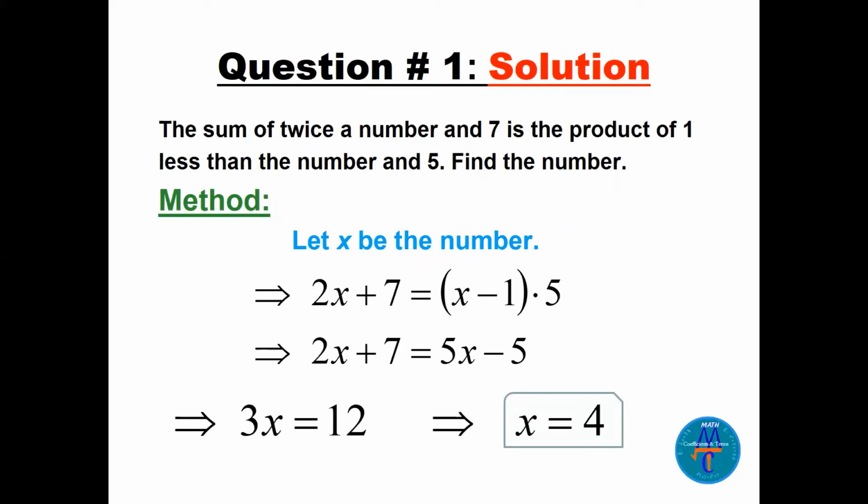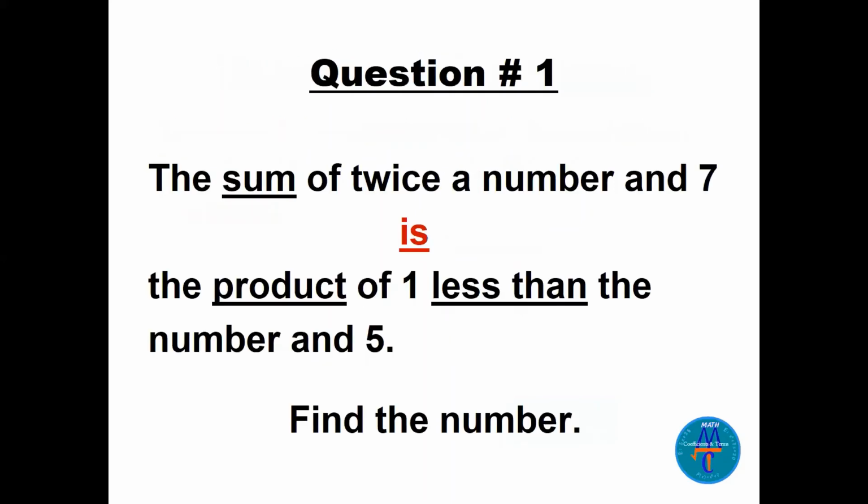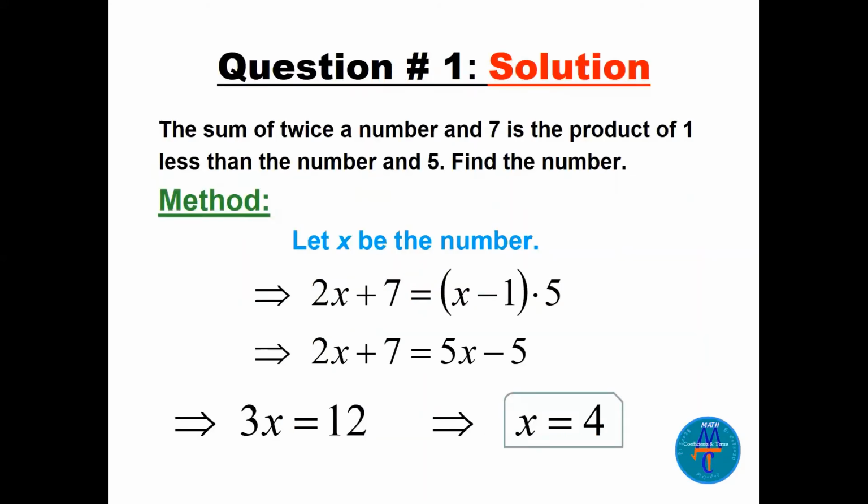See, the sum of twice a number and 7, so 2 times x plus 7 is equal to the product. You multiply 5 by x minus 1, less than the number. So x minus 1 times the 5. Here we distribute: 5x minus 5. Now take 2x to the other side, 3x is equal to 12. Divide by 3, x will be 4. So the number is 4, easy.